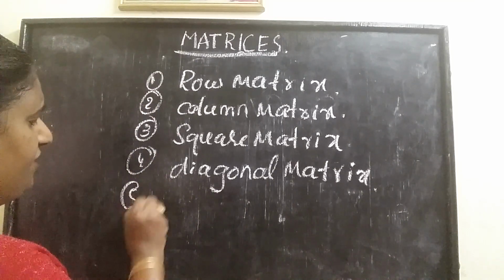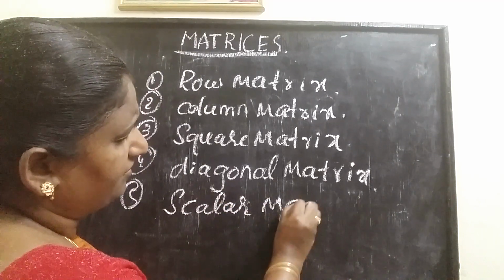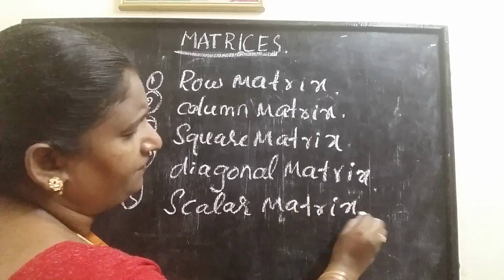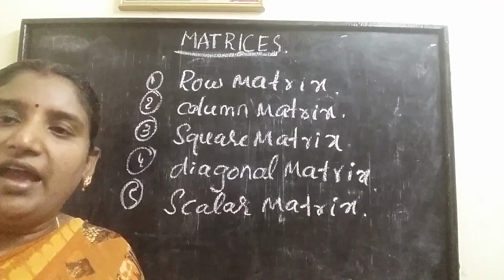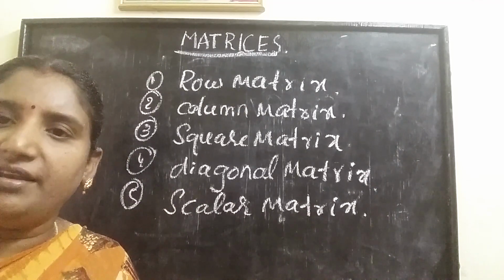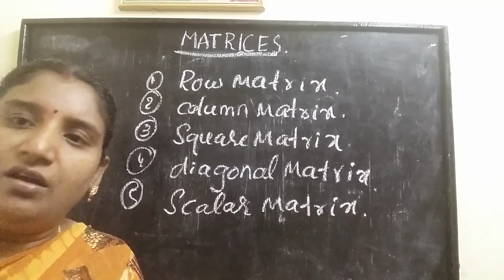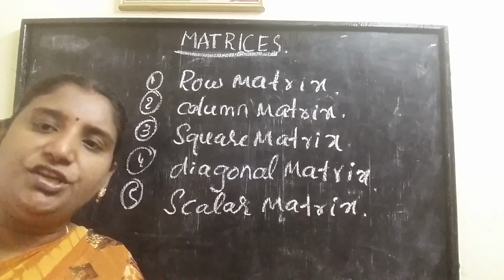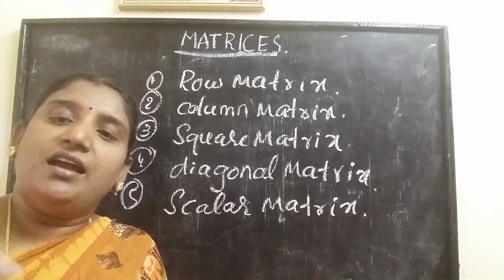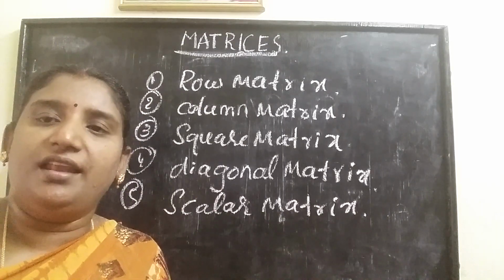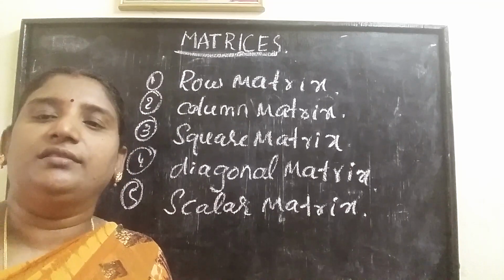Next, the fifth one is the scalar matrix. A square matrix is said to be a scalar matrix if all its diagonal elements are equal and all non-diagonal elements are equal to 0. Or we can also say that a diagonal matrix is said to be a scalar matrix if all its diagonal elements are equal.